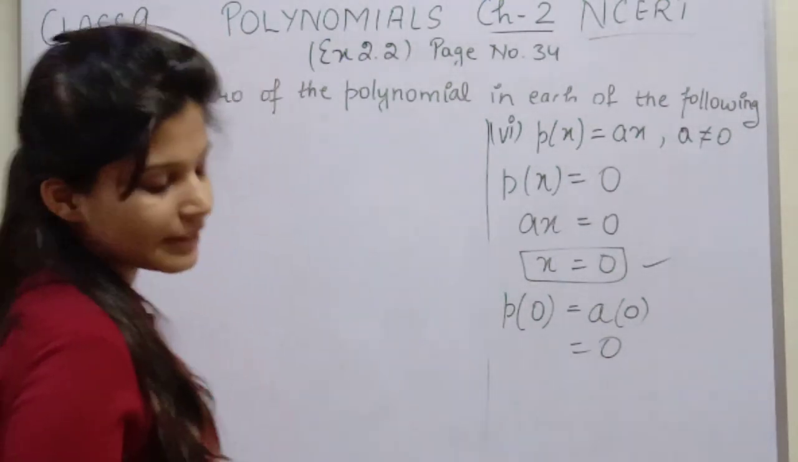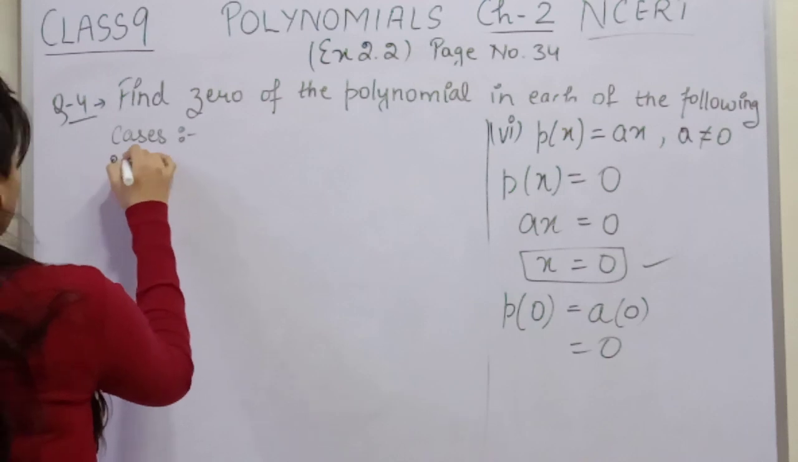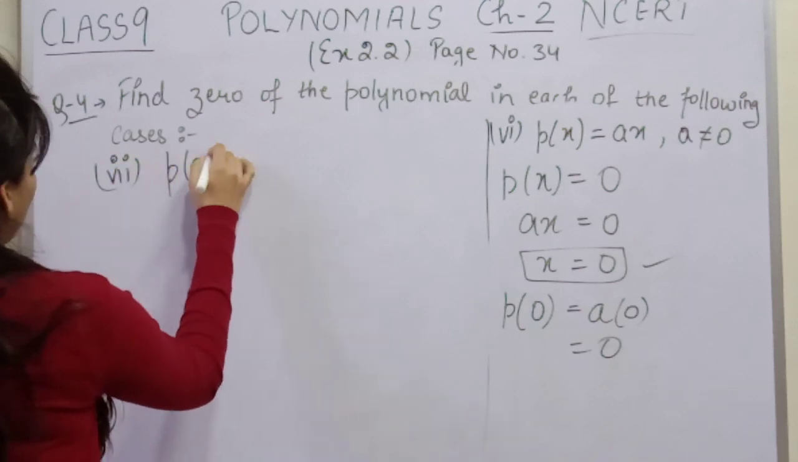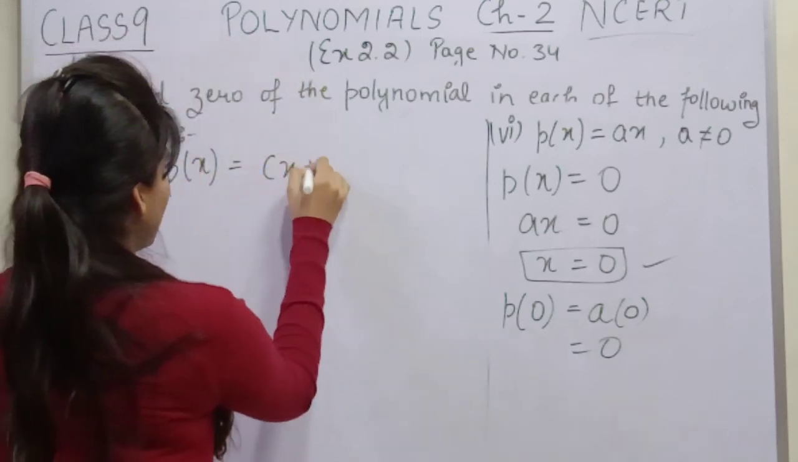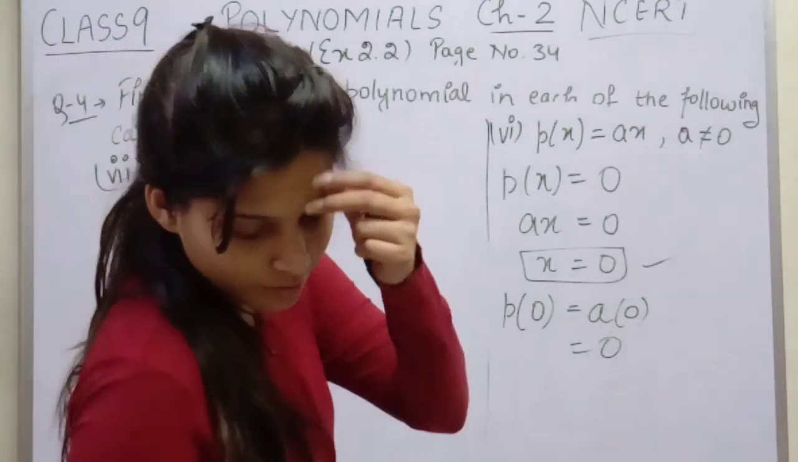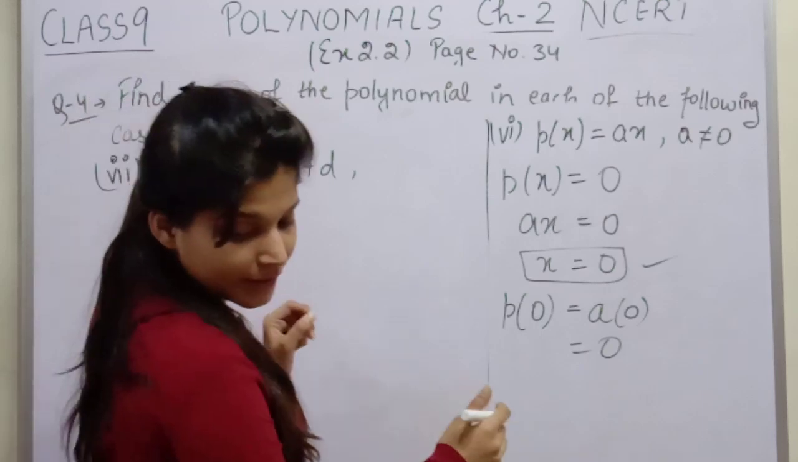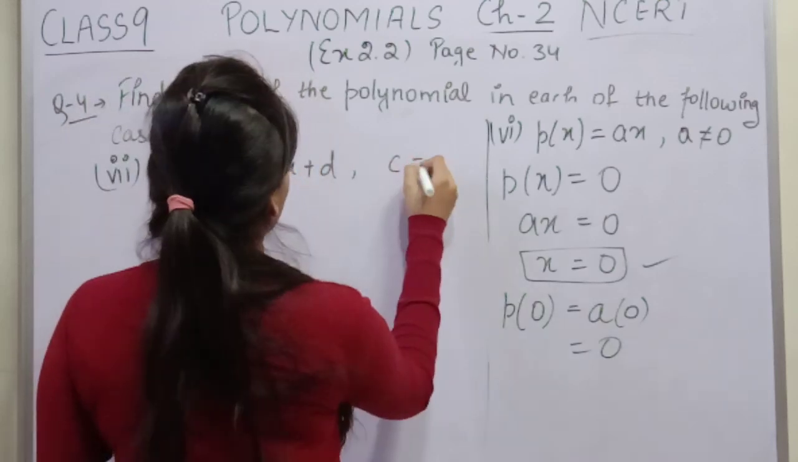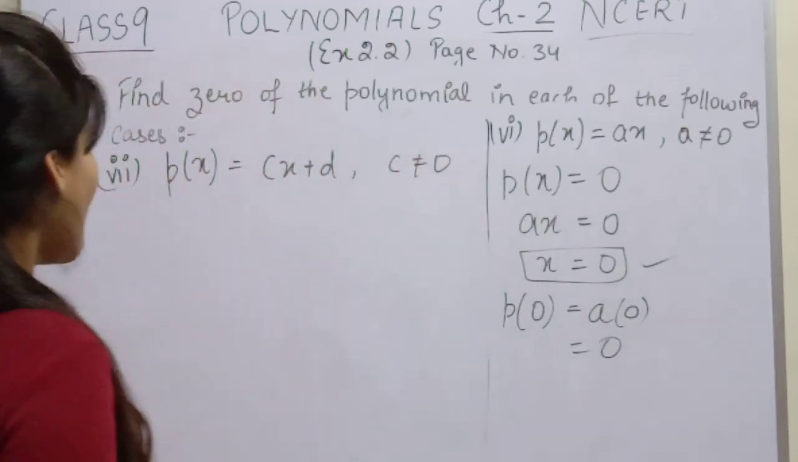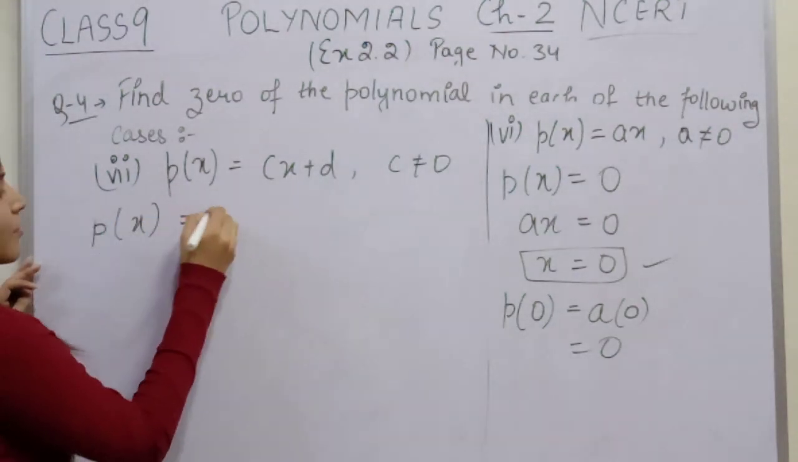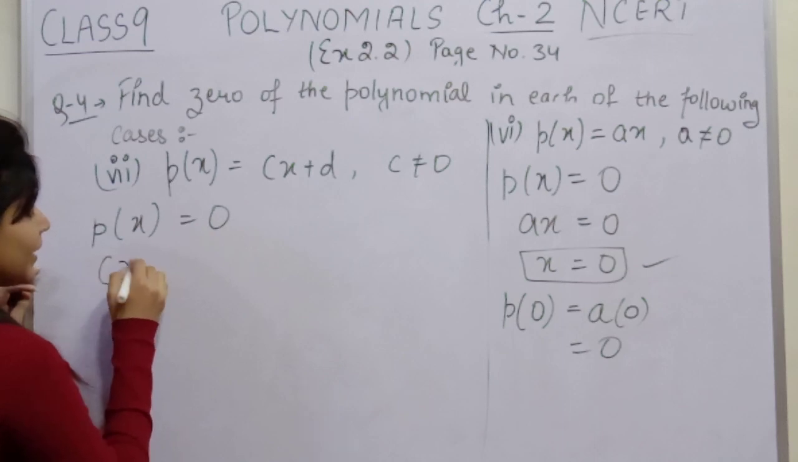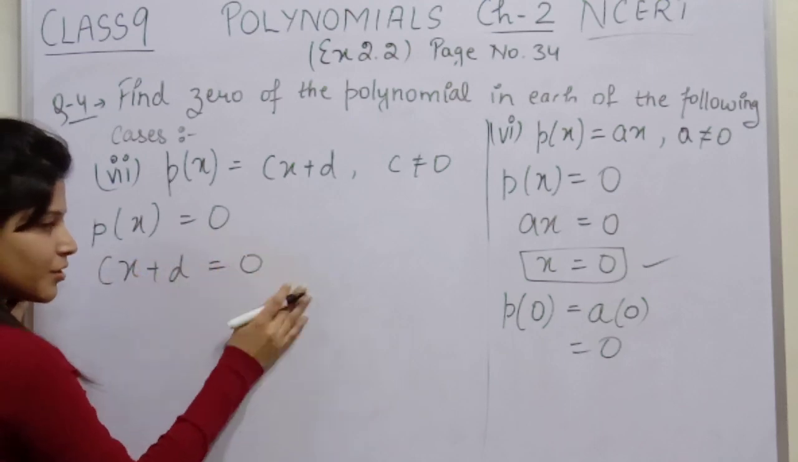So the seventh part is p(x) equals cx plus d, where c is not equal to 0. Okay. So now we have to find the zero of this polynomial. So for that again we will put p(x) equal to 0. Then cx plus d equals 0.